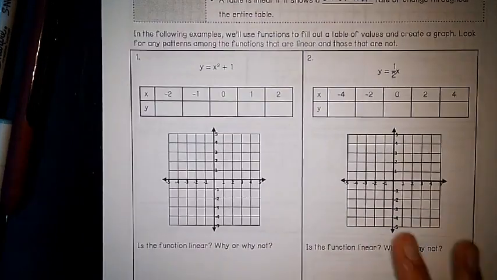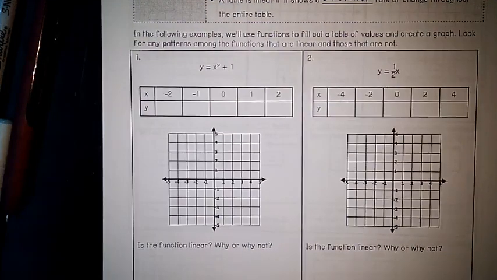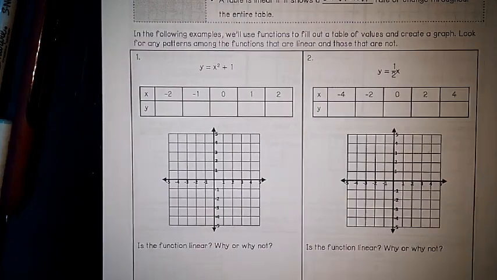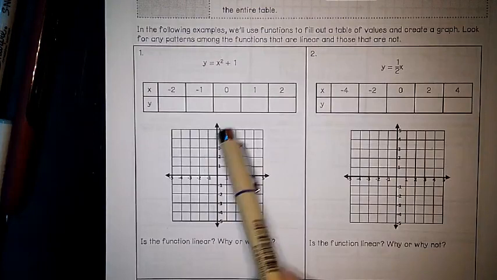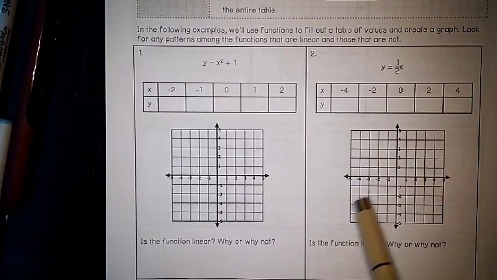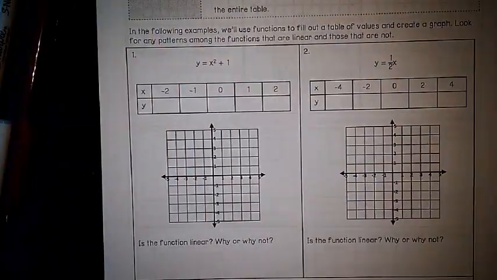Okie dokie. In the following examples, we'll use the functions to fill out a table of values and then create a graph. Look for any patterns among the functions that are linear and those that are not. So our job for the next 2 minutes is to complete this table, this graph, this table, this graph, and then I will come back and we will answer these. So I'm going to give you 2 minutes. Go.